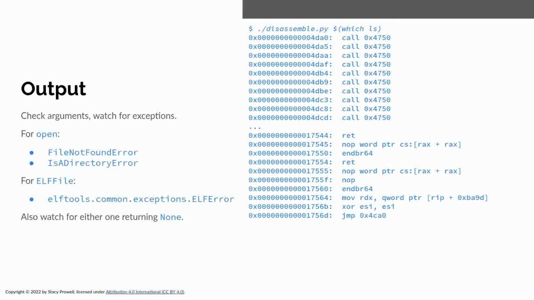So here's what your output should look like. If I point my disassemble.py at ls, or at the Python executable, or at any old thing on the system, it should be able to go and find that ELF file, and if it exists, open it up and just start dumping stuff out. And you'll notice I've got an address in front of each one of these. So you need the address, and then you need the mnemonic and the operands.